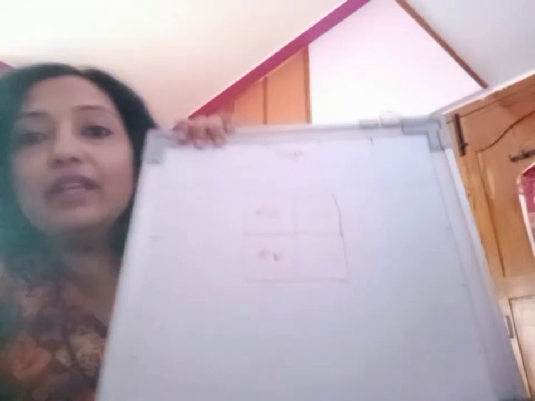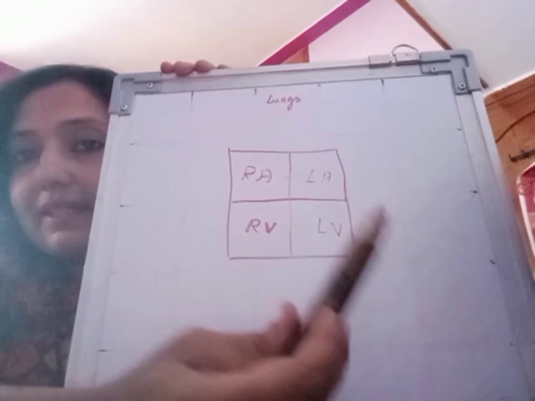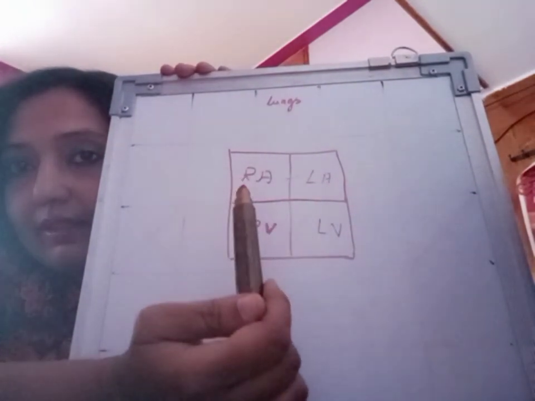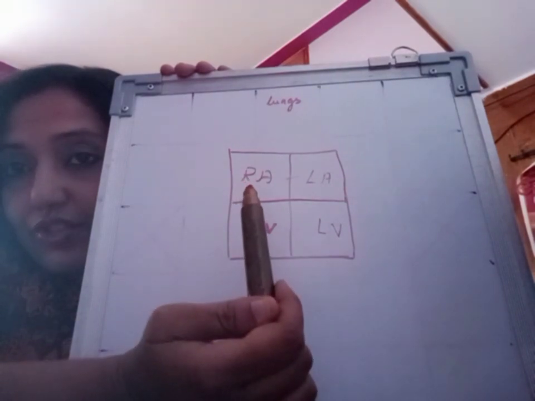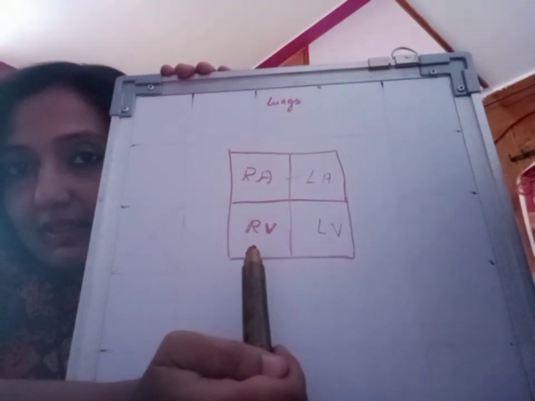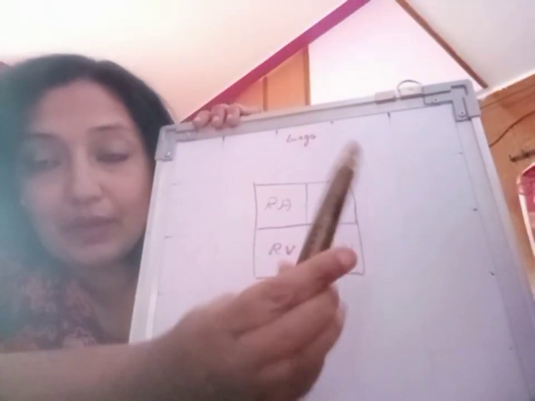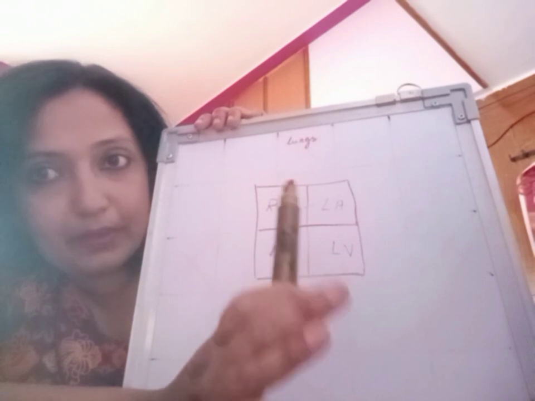So there are mainly four chambers in the heart: the left atrium, left ventricle, right atrium and right ventricle. These are the four chambers of the heart which we have to understand properly.